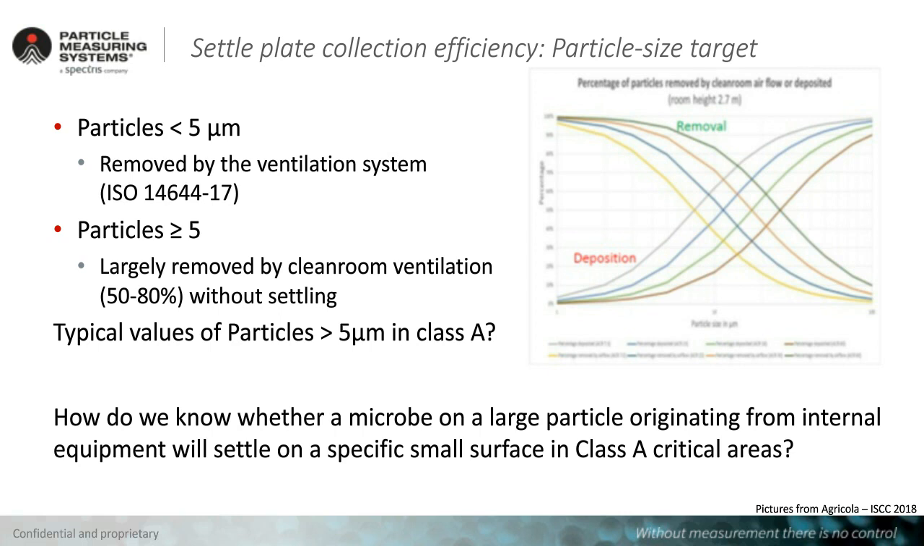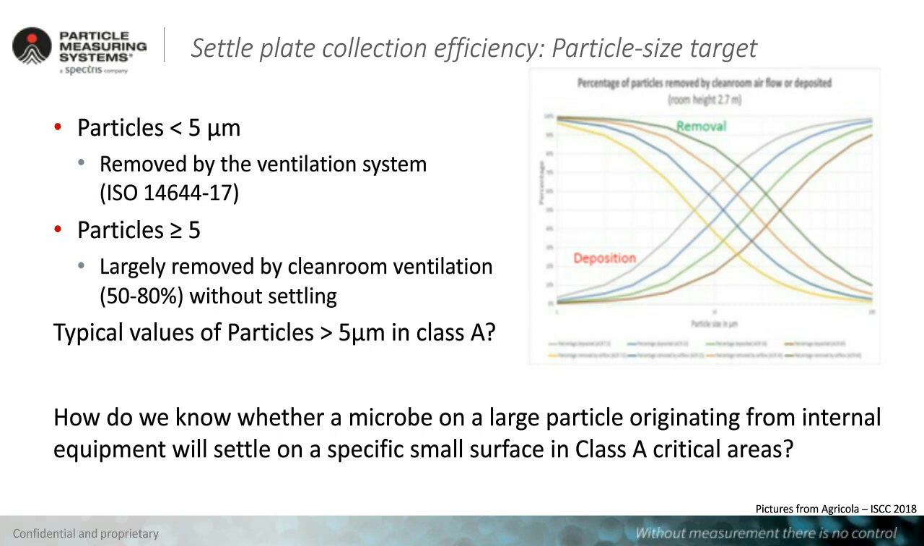So how could we understand and how could we consider that a microbe on a large particle originating from an internal equipment will really settle on a specific small surface in a Class A critical area? How could we consider that under these conditions, microorganisms sitting on large particles of a median diameter of 10 to 50 micrometers will really settle on a settle plate? It's almost unlikely that we will understand the reality by using settle plates.